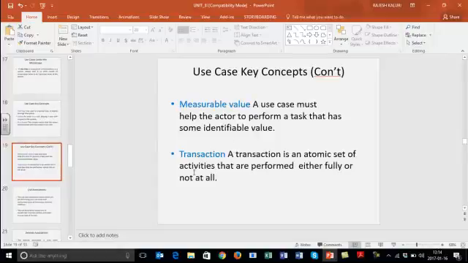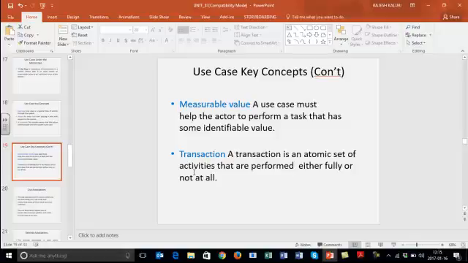So what is this measurable value? It means a use case must help the actor to perform a task that has some identifiable value. The point is, whatever use case is going to be performed with respect to an actor should have some specific value, some specific identity, like this particular use case is being used by this actor, or this actor is using this many use cases. So that measurable value should be there for use case as well as actor.